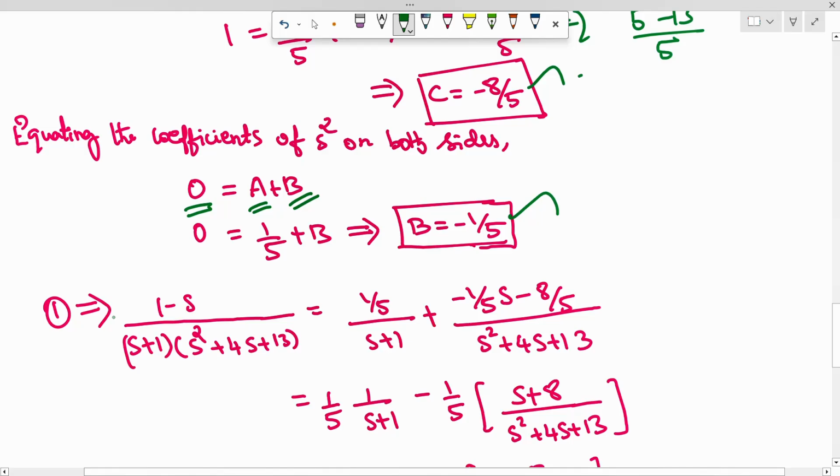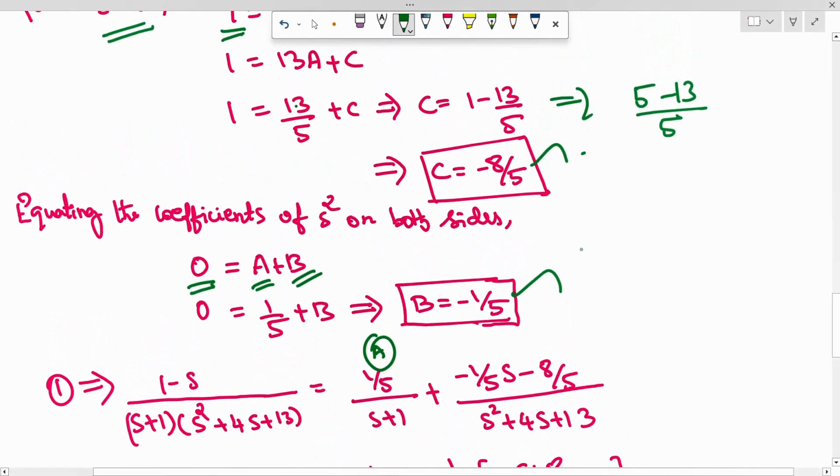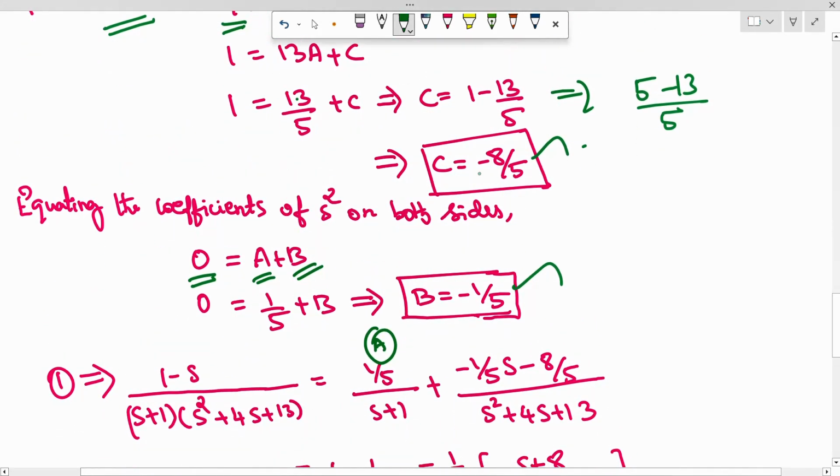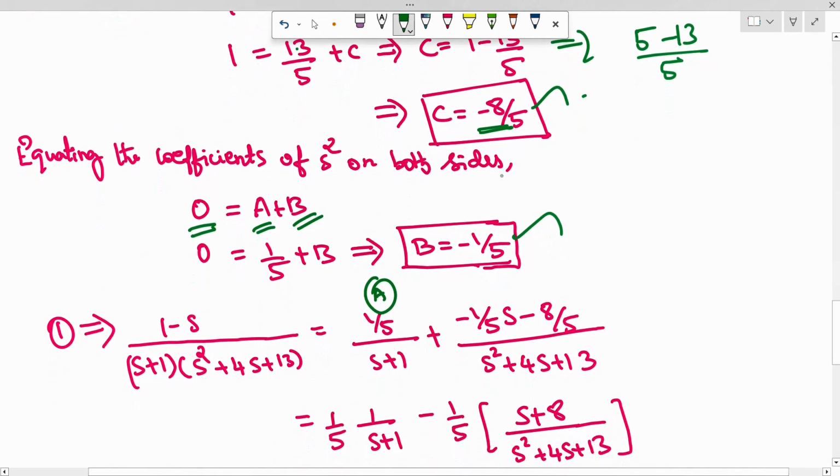The equation 1 becomes (1 minus s) by (s plus 1)(s square plus 4s plus 13) equal to A by s plus 1. The value of A is 1 by 5, plus (Bs plus C) by (s square plus 4s plus 13). What is B? B is minus 1 by 5, and C value is minus 8 by 5.